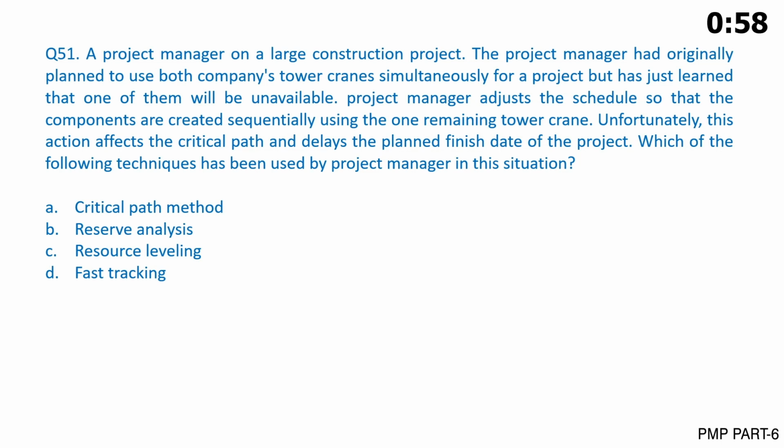A project manager on a large construction project had originally planned to use both companies' tower cranes simultaneously for a project but has just learned that one of them will be unavailable. The project manager adjusts the schedule so that the components are created sequentially using the one remaining tower crane. Unfortunately, this action affects the critical path and delays the planned finish date of the project.